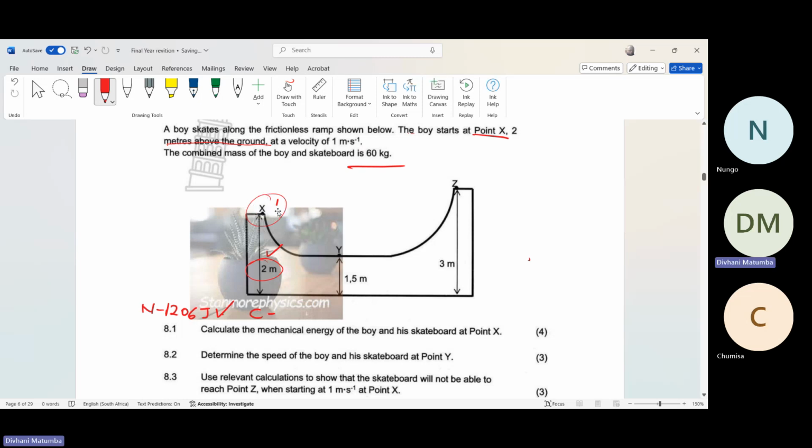Okay, the boy started at point X. Point X is 2 meters above the ground. So we have X, Y, Z.